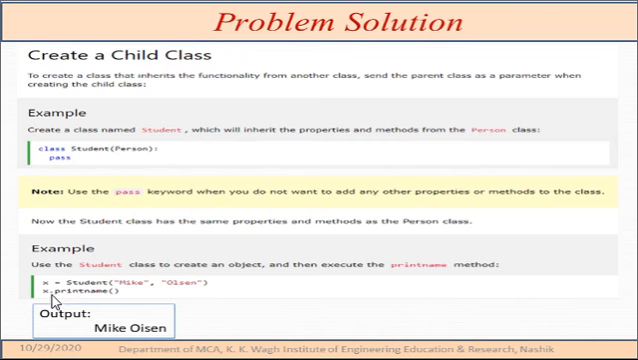You can directly access with the help of the child class object. For example, it is given on the screen that x equals student. Student is my child class which inherits the person class, and I use the pass keyword here. So whatever properties or methods I have taken in the person class, that only I am going to use. So that print name method I am going to use here, x dot print name. So I get the output here.